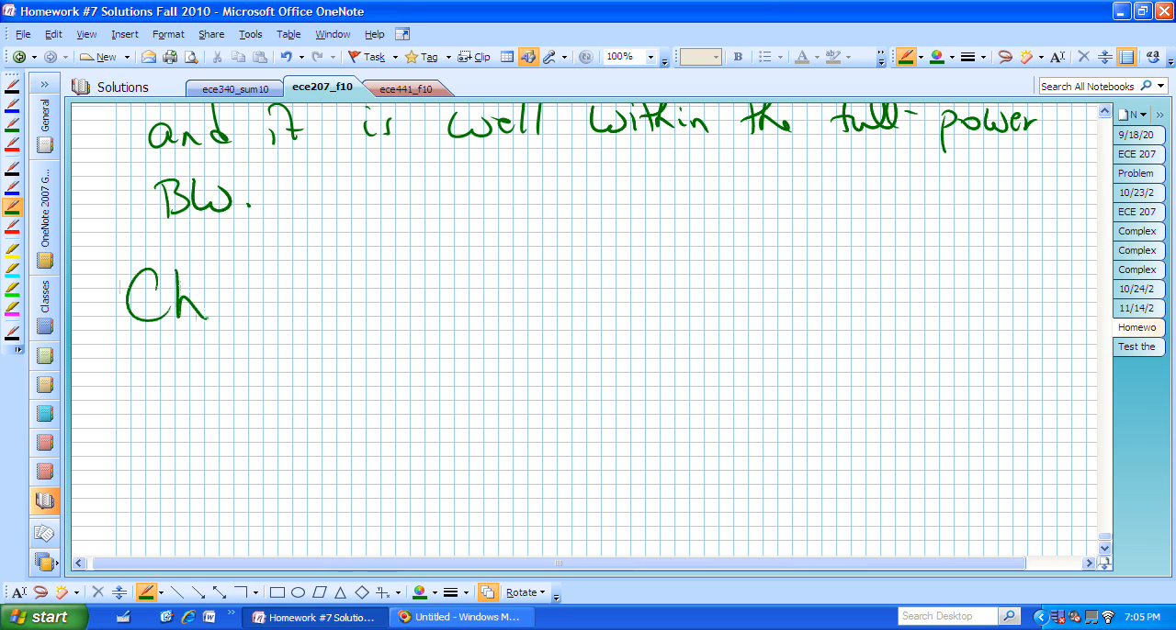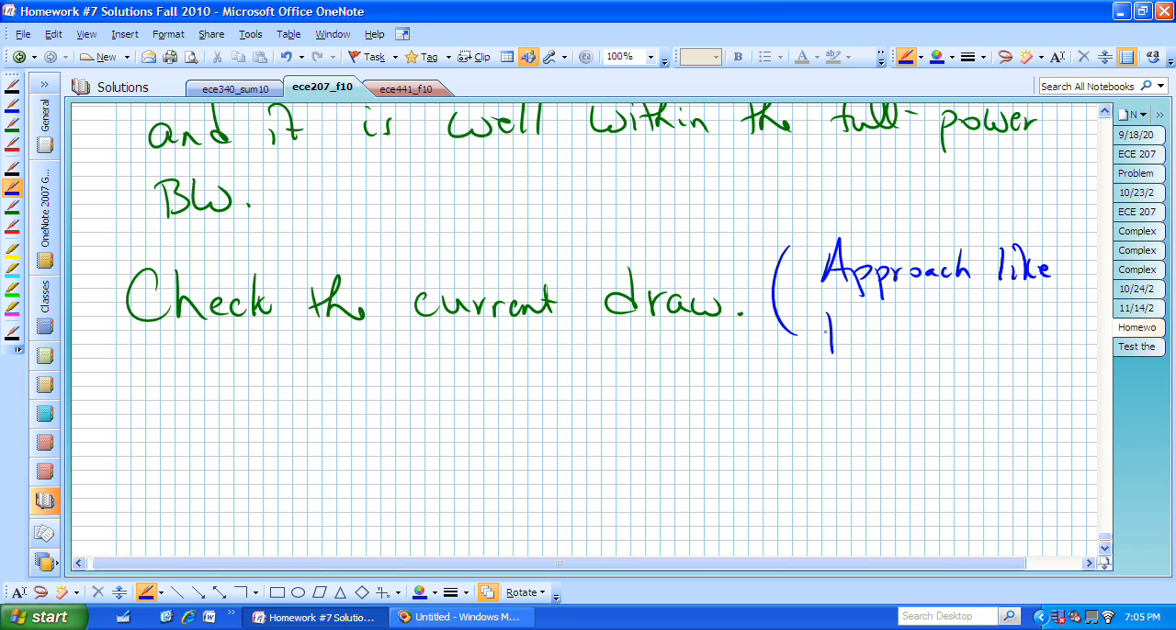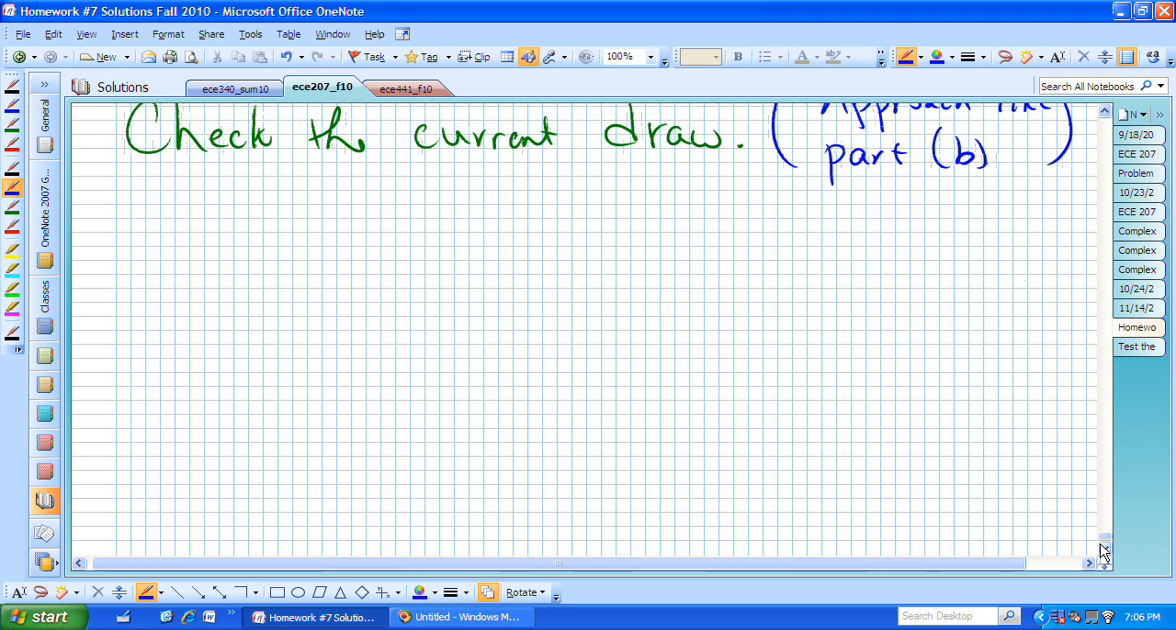Now what we need to do is check the current draw. And we'll approach this just like we did in part B. But now we have a smaller load resistor, and that's going to demand more current, and we might expect a little bit of a change.